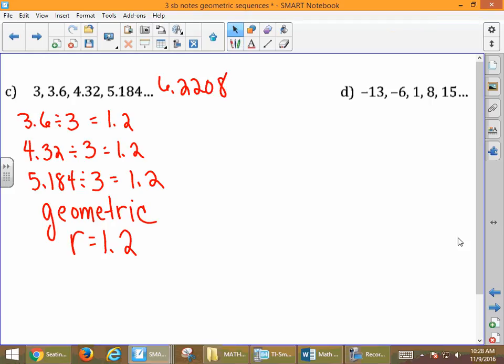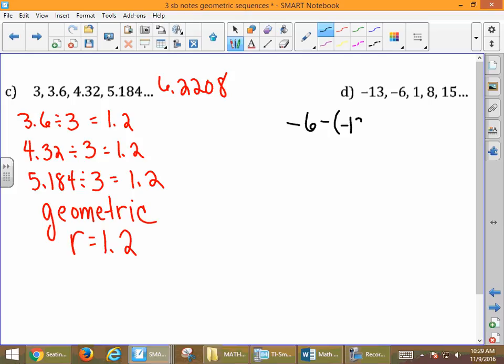So now the only question is, on part D here, did I give you a neither? As we look at it, we're still going to start the process the same way that we've done all the other ones. I start and check and see if it's arithmetic. We do that by saying is -6 minus 13, minus a -13, and 1 minus a -6, and 8 minus 1, and 15 minus 8.